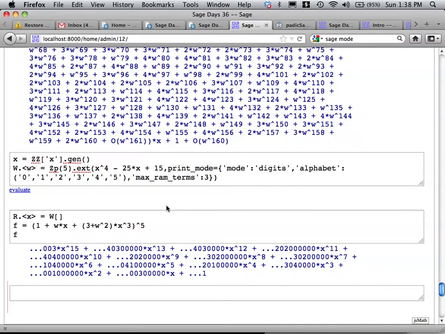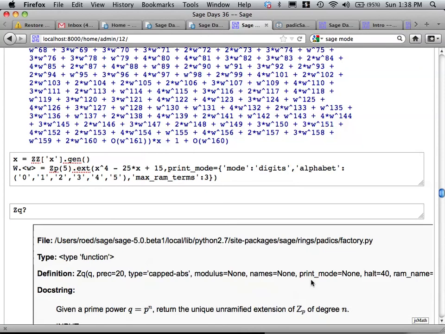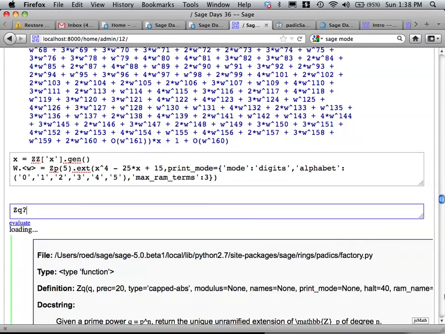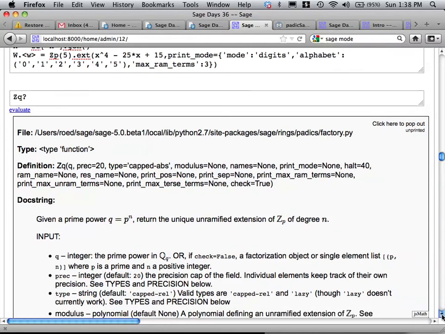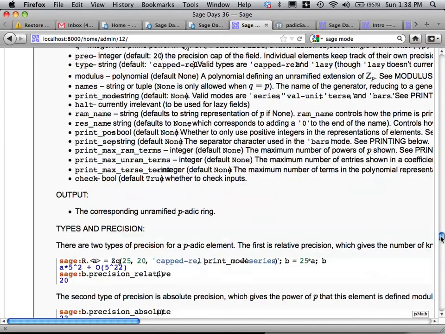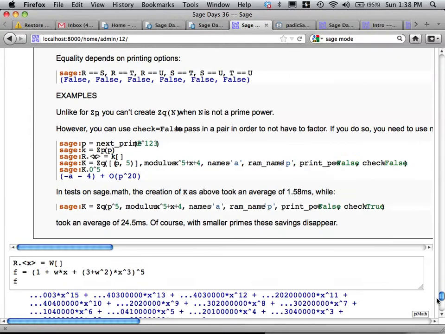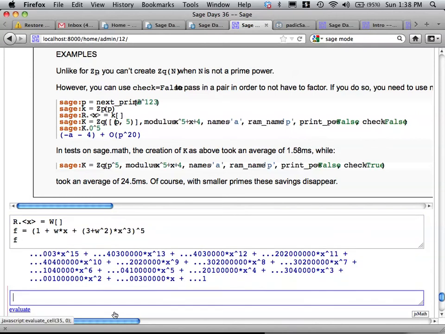You can look at ZQ, right? And right. So there's another mode called terse, where it prints things as polynomials. Yeah, so I would be happy to get feedback on this kind of stuff, whether people find it useful also.